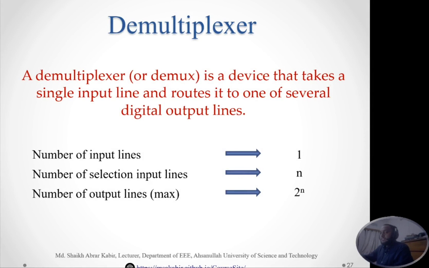Demultiplexer is a device that forwards a single input to one of the multiple output lines, and we can select the output line using selection input lines. So in a demultiplexer we can have only one input line, n number of selection input lines, and 2 to the power n number of output lines. Demux is the short form of demultiplexer.